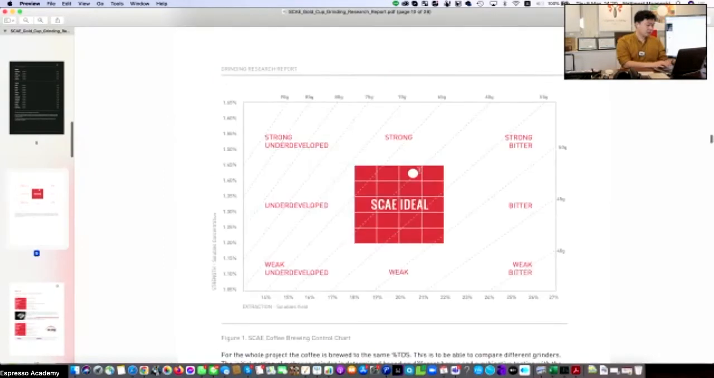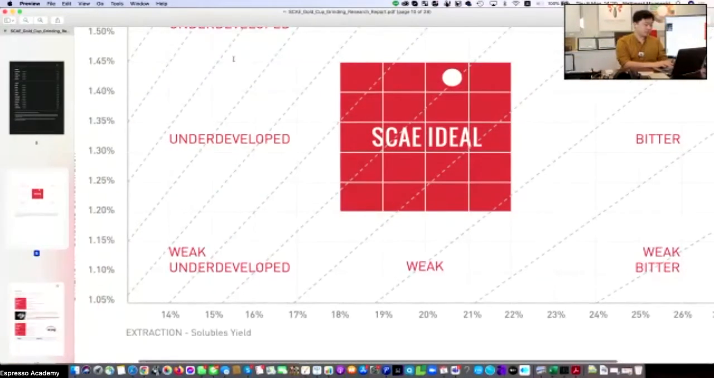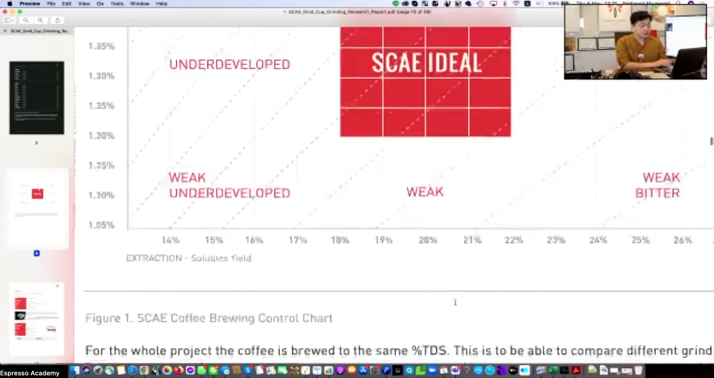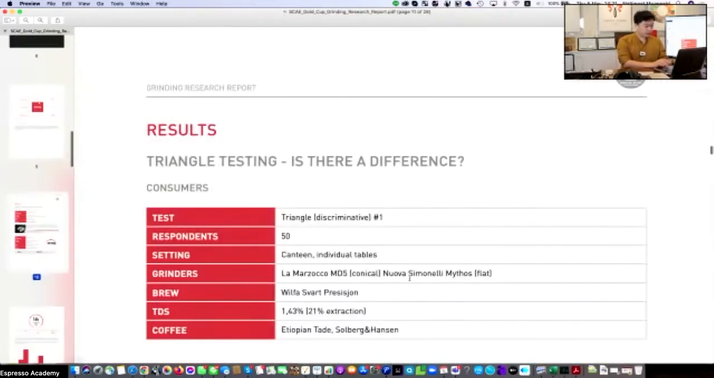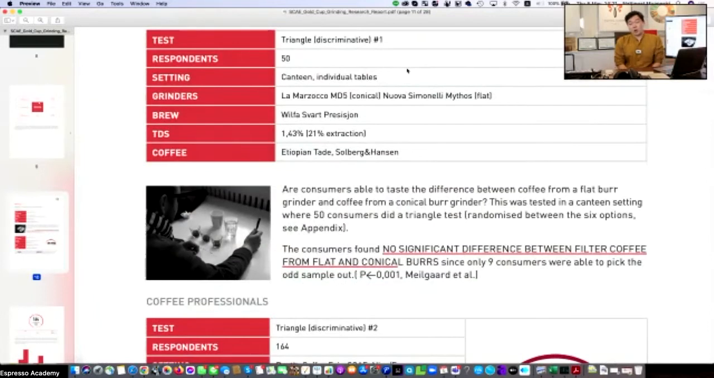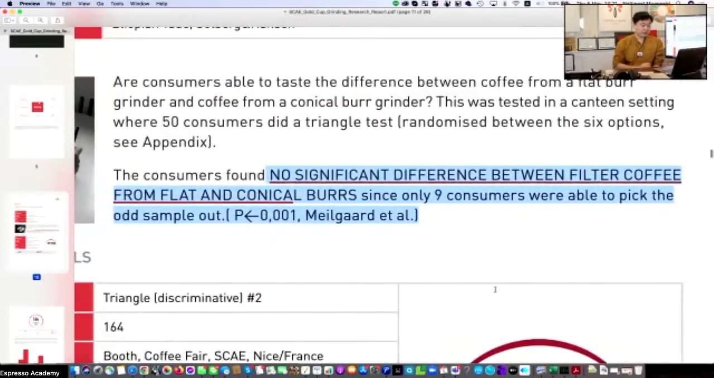First, you need to extract both coffees to be the same body and the same extraction percentage, to confirm that both coffees have the same sensory on texture, where the body is the same. Keep your extraction within 20 to 21% extraction. With that, both coffees have the same body and are supposed to have the same taste. Then let's do a triangulation and see if people can do it. Out of that 50, only 9 consumers were able to pick the odd sample out.